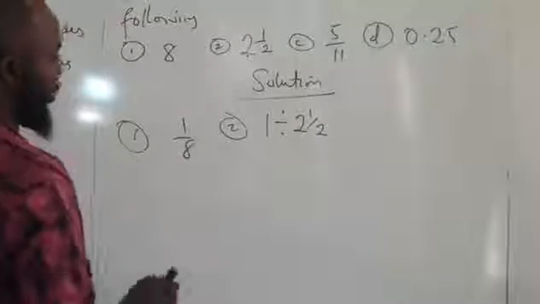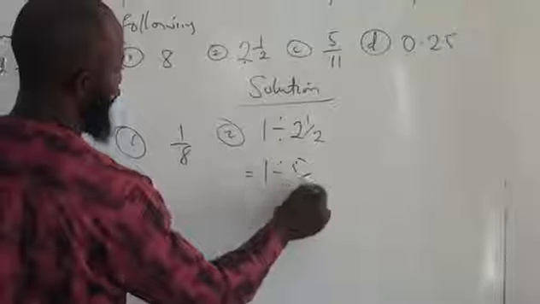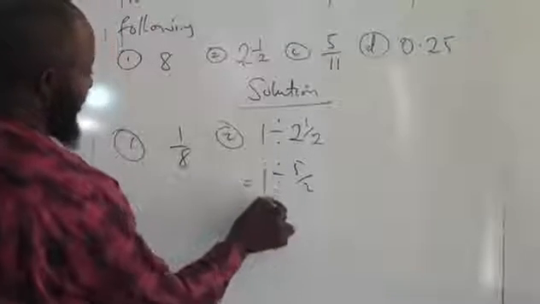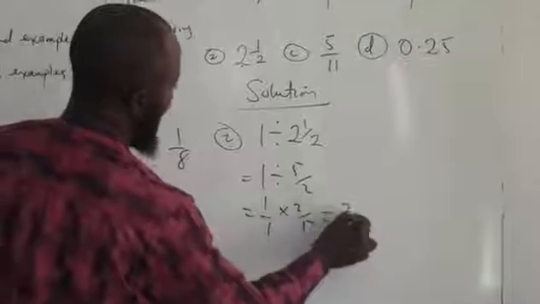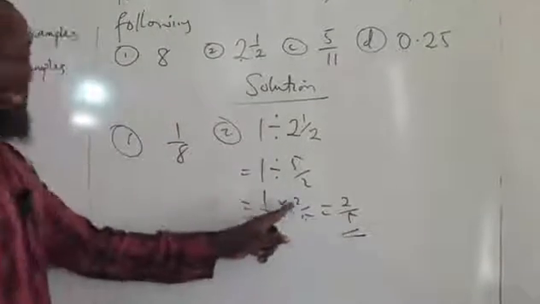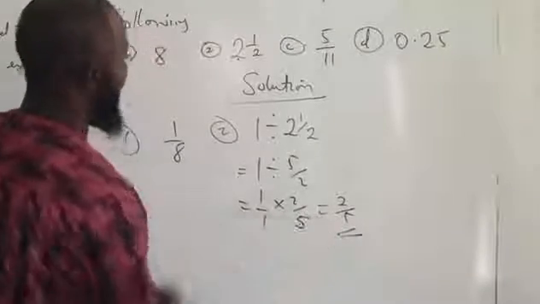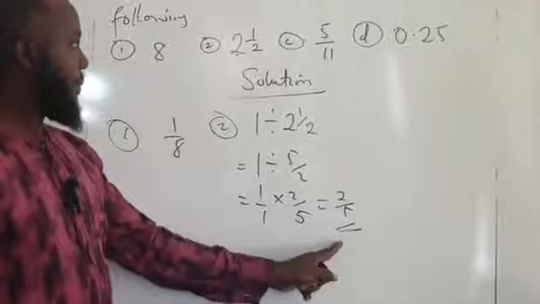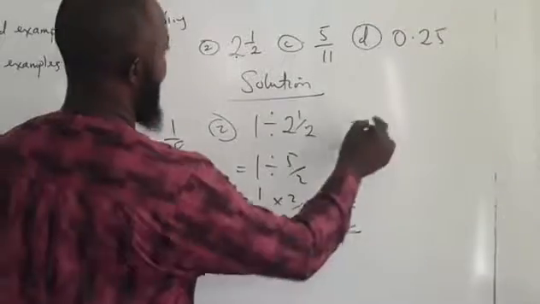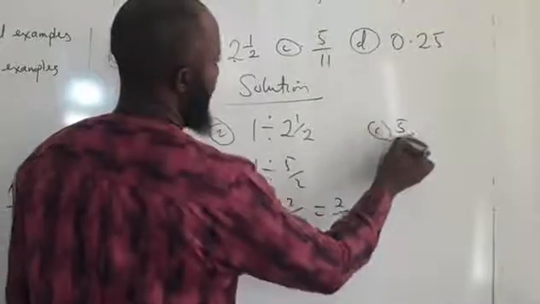Are we going to leave it like this? No. So we're going to have 1 divided by 5 over 2. Don't forget, this is 1 over 1 times 2 over 5. So that is 2 all over 5. 1 times 2 is 2, 1 times 5 is 5. So the reciprocal of 2.5 is 2 over 5. Right.